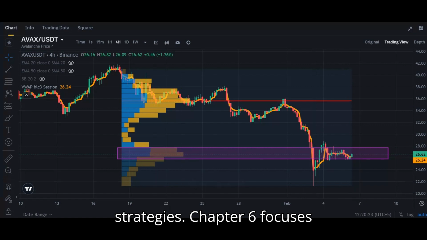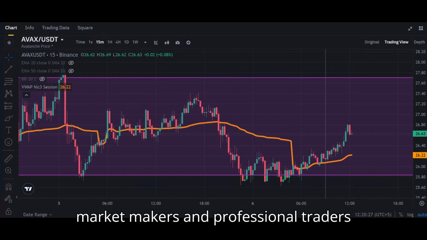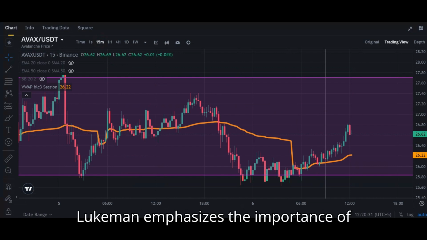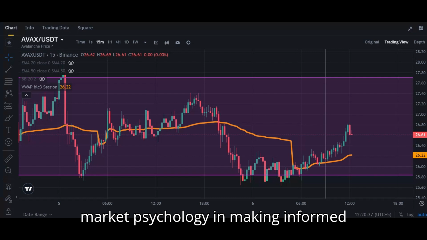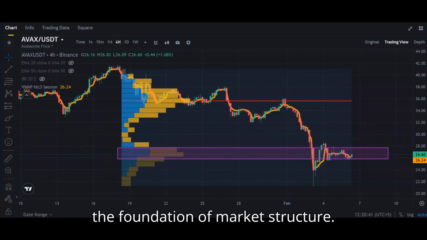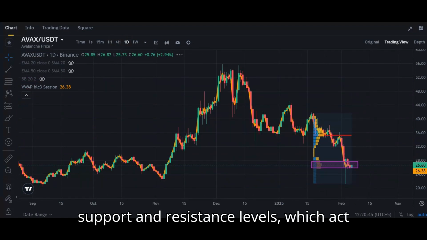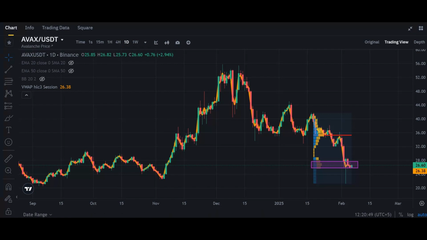Chapter 6 focuses on technical analysis techniques that market makers and professional traders use to identify high-probability trades. Lukeman emphasizes the importance of price action, key levels, volume, and market psychology in making informed decisions. Support and resistance, the foundation of market structure. Lukeman highlights the importance of support and resistance levels, which act as psychological price barriers.